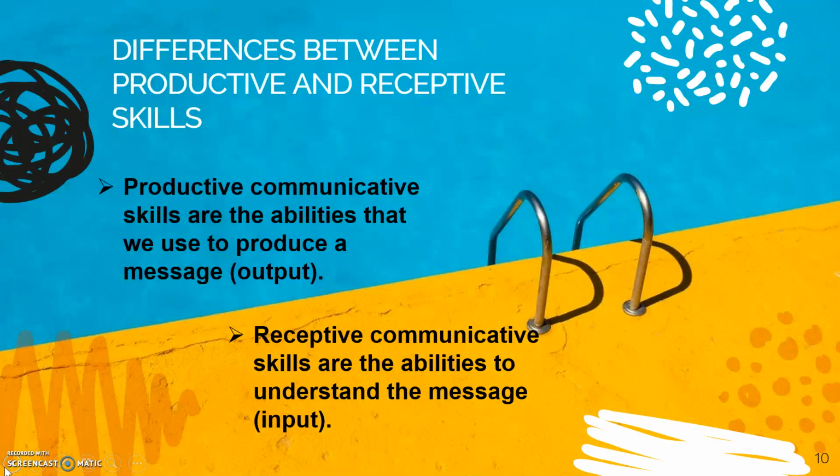These are my concepts. The productive communicative skills are, for me, the abilities that we use to produce a message. That's why they are called the output skills. And the receptive communicative skills are the ability to understand a message that is coming to us from another person or from several persons, and that's what they call the input skills. So this is pretty easy now. At the beginning it wasn't, but now it's pretty clear for me.